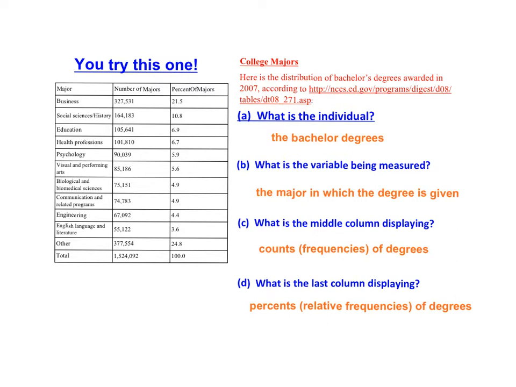Here's an interesting one. Sometimes we always get caught up that we say the individual is a person, and that's not necessarily true. All this data are about degrees. So the degrees themselves are the individuals, right? Those are the basic entities that are being measured, not necessarily the person that they're awarded to. The major, that's what's being measured in part B. The middle column displays the frequencies, and then the last column displays the percents.